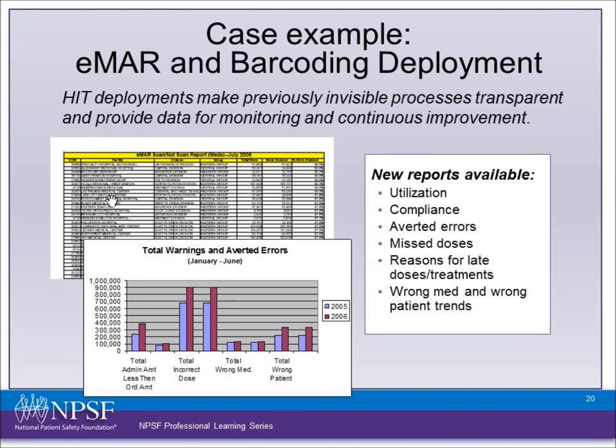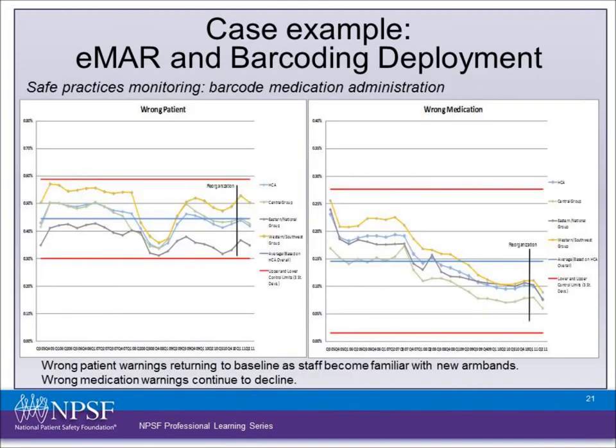This was a process that most assumed was working well given the relatively few incident reports and malpractice claims that we had coming in this area. The assumption was all is well. The reports began to show that there was in fact lots of opportunity for improvement.